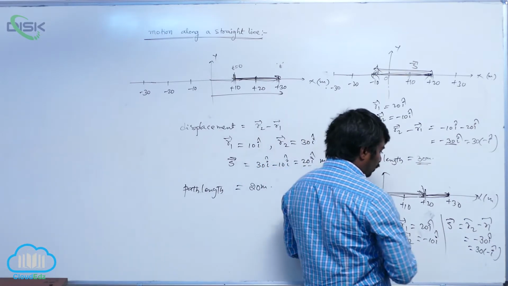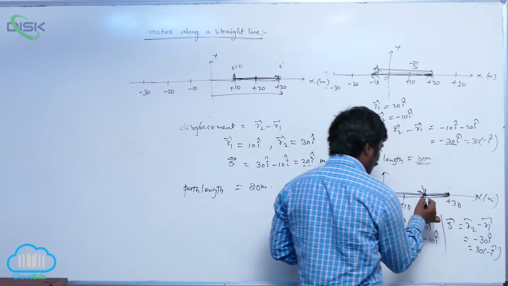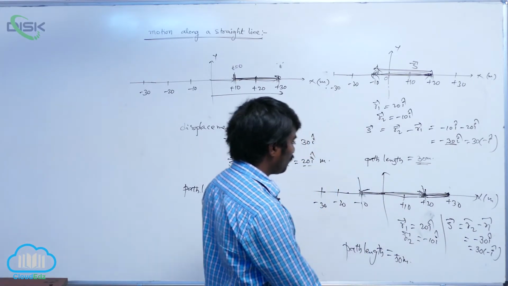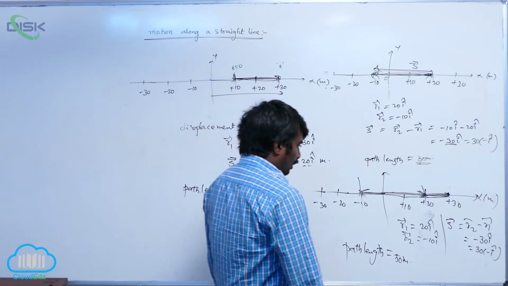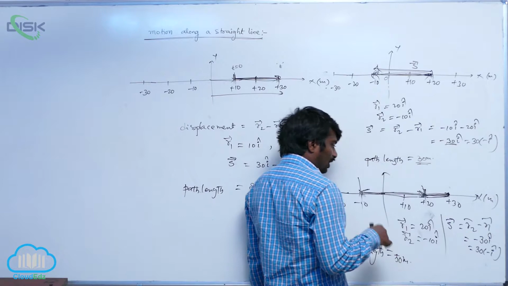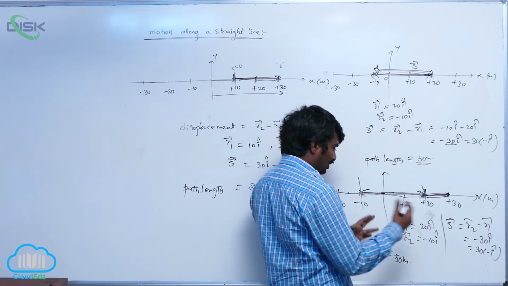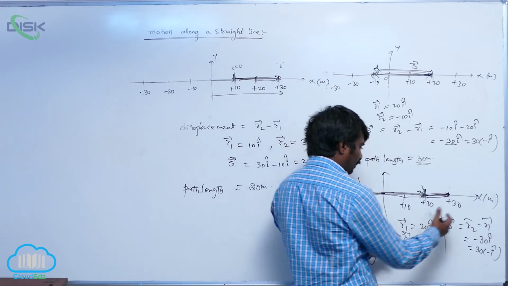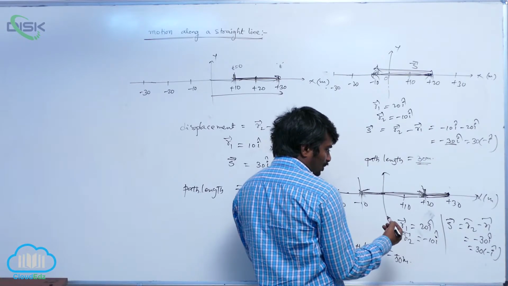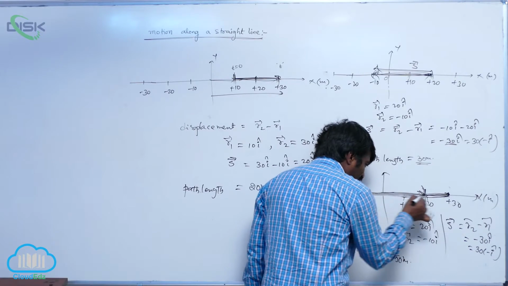But what is the path followed by the object? It started from here, it goes to plus 30, next plus 20, plus 10, and next minus 10. This is the final position. That means the shortest between initial and final positions. In other language, let us calculate this displacement not by using position vectors. The shortest distance between initial and final positions means this is initial, this is the final position. So this is the shortest distance between initial and final.